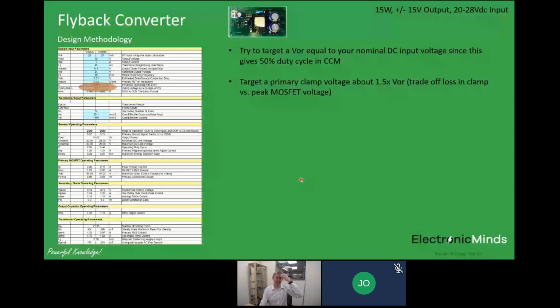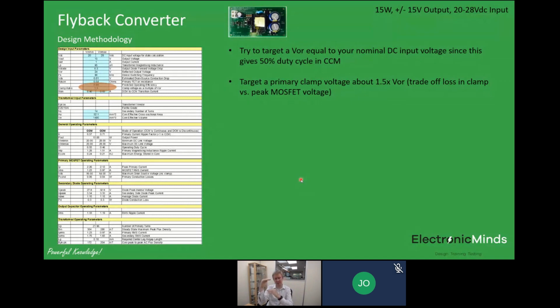The primary clamp voltage, so remember the leakage inductance clamp that I showed you in the plot, you want to try and target that clamp voltage to be about 1.5 times your VOR figure. If you use a much higher clamp ratio than that, you can imagine the voltage builds quite quickly across the MOSFET, so you risk damaging the MOSFET, or you have to overrate the MOSFET in terms of voltage.